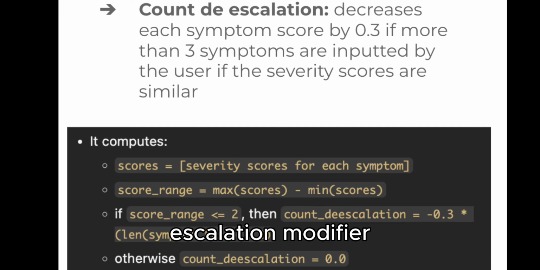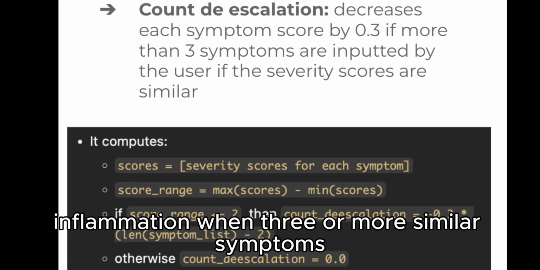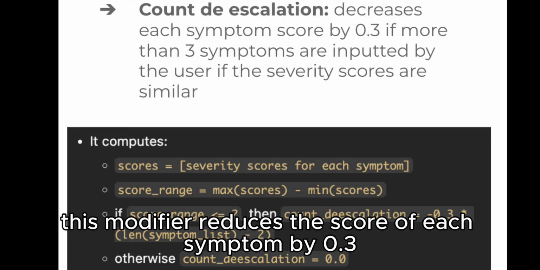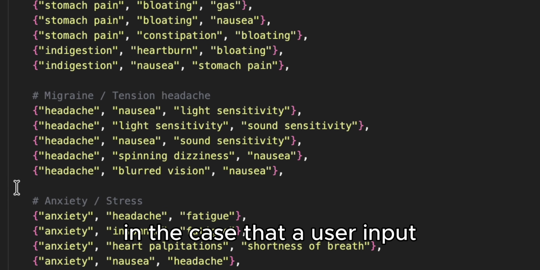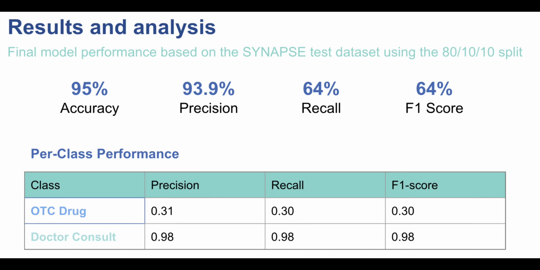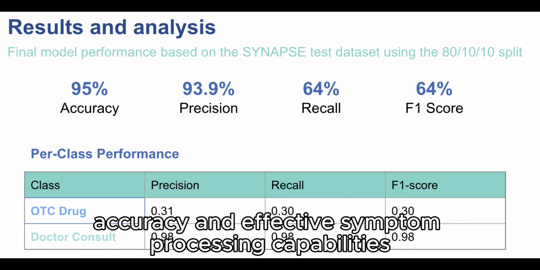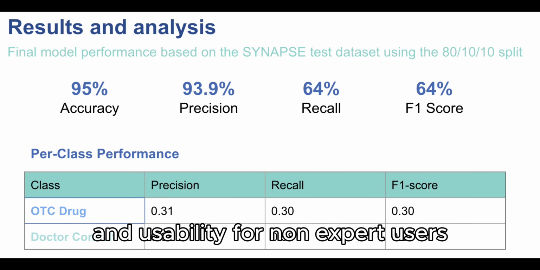Finally, the de-escalation modifier acts as a stabilizing function that reduces score inflation when 3 or more similar symptoms are input by the user. This modifier reduces the score of each symptom by 0.3 beyond the first 2 inputs. This serves as a safety measure in the case that a user inputs symptoms that are more likely to represent a single common illness. The developed system achieved strong overall performance with a high classification accuracy and effective symptom processing capabilities. The interface also improves the accessibility and usability for non-expert users.